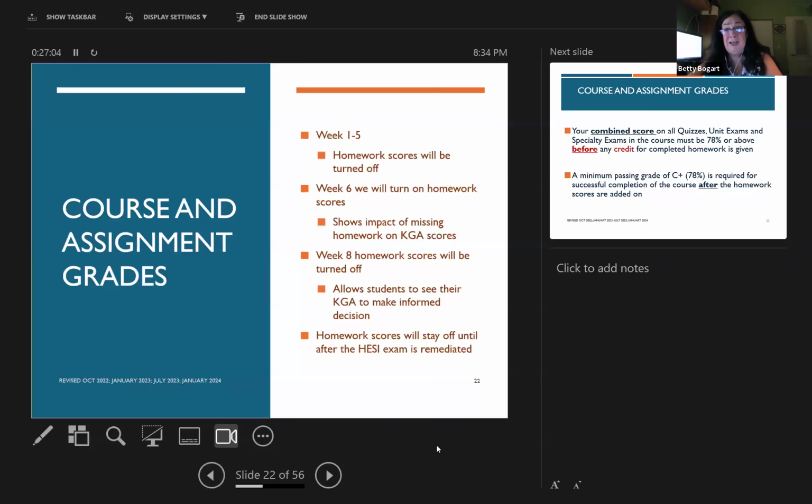Also know once it's turned in, you can't redo it. NCLEX questions, you can do them over and over again until you get the grade you want. But once you send it, that's it, okay? On week 8, we turn them off again, okay? And you will not get homework grades turned back on until the very end, and that's your final grade in this course.